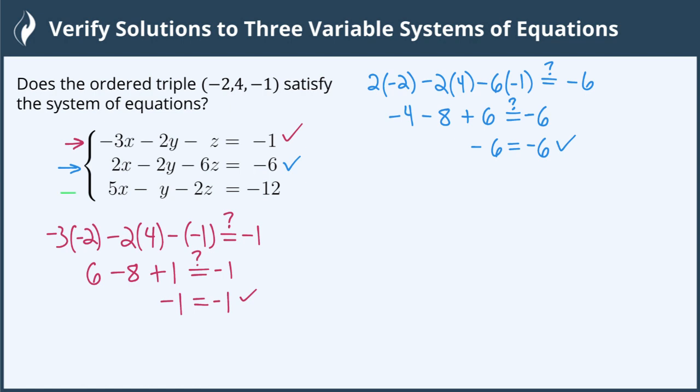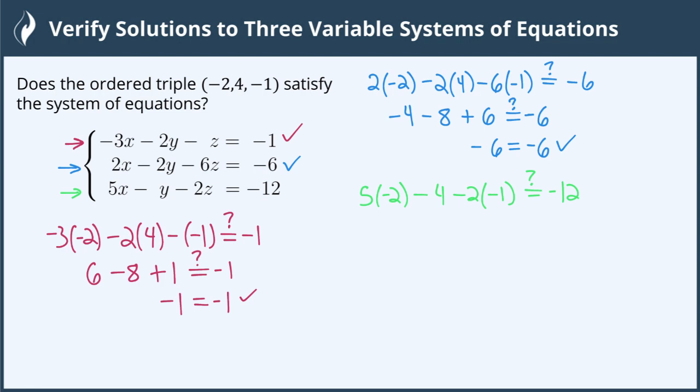We just have one more to check. Let's look at 5x minus y minus 2z equals -12. So 5 times x, which is -2, minus the y, which is 4, minus 2 times my z, which is -1. We want to know, does that equal -12?